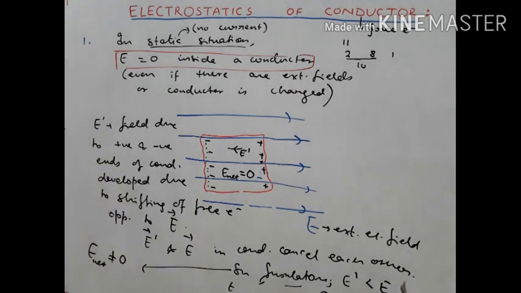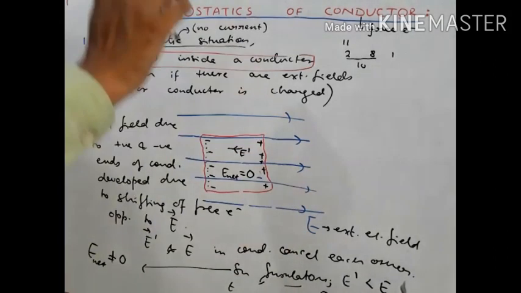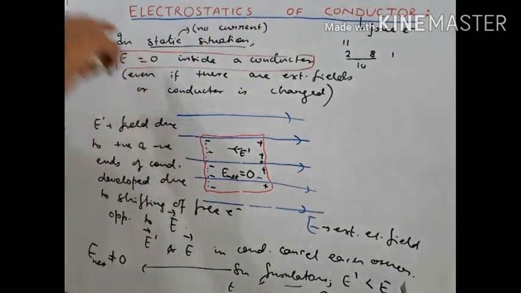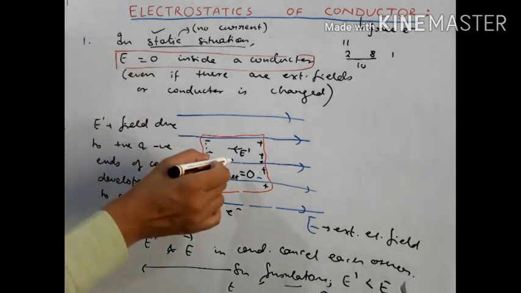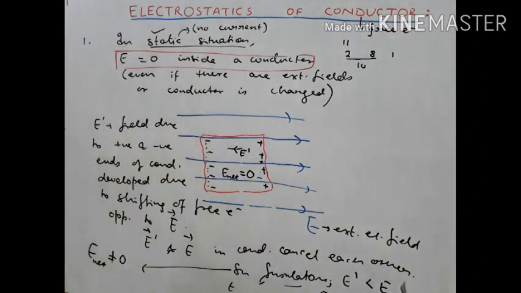Is this clear, students? So remember this fact, inside the conductors, even if externally you apply some electric field, the net electric field inside the conductor will always be 0, provided we are discussing which situation? Static situation. That means there should not be any current in the conductor. If there is some current in the conductor, there will be electric field inside the conductor. We are not discussing that. Our topic is electrostatics. That means the charges we are considering to be at rest.